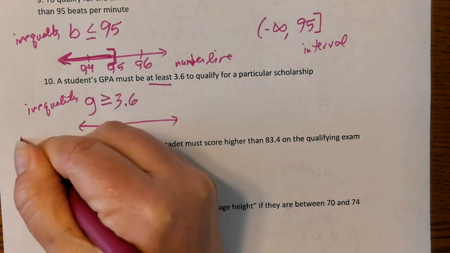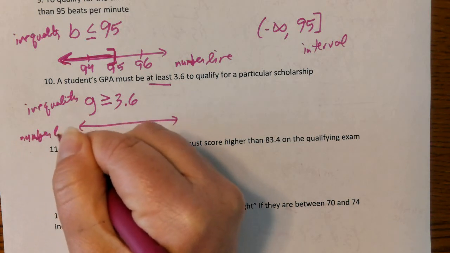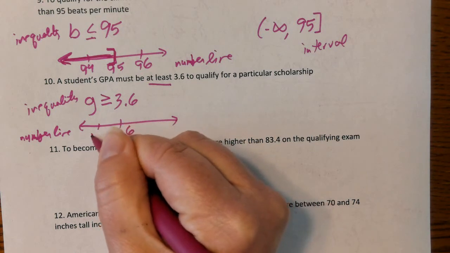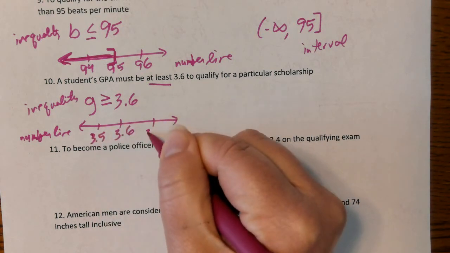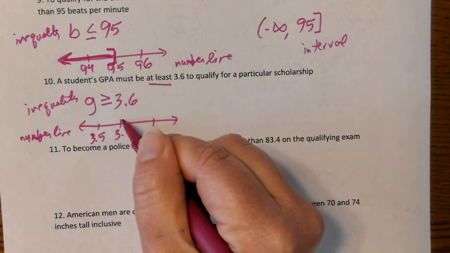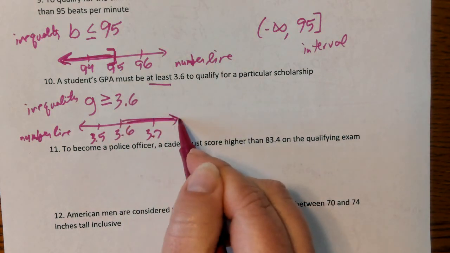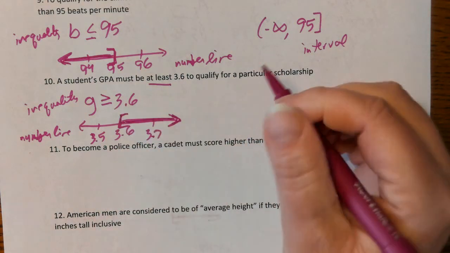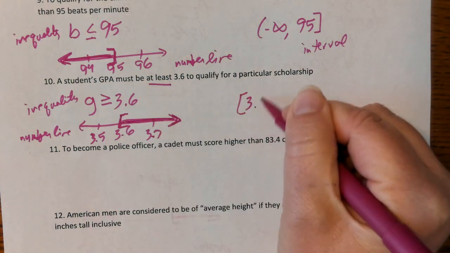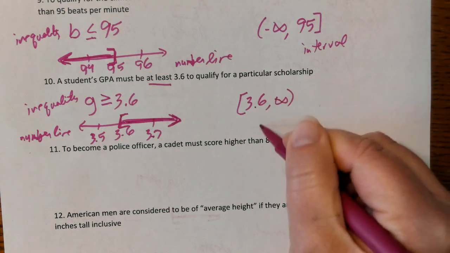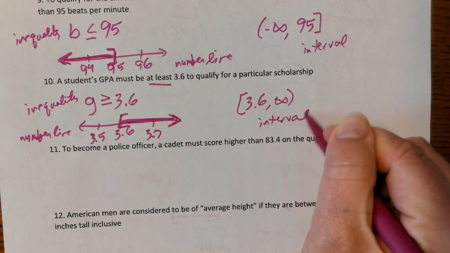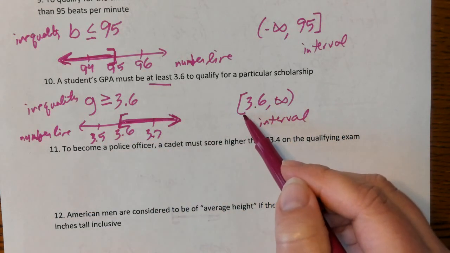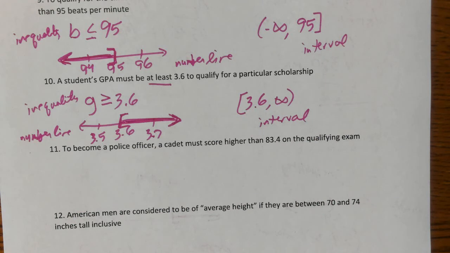For the number line, I'll put my 3.6 in the middle. I can put a number on each side of 3.6, 3.5 there, 3.7 there. I'm going to shade greater than 3.6, numbers that are bigger. And I will put a squared off bracket because it has the equal. My interval will be 3.6 to infinity. 3.6 has to be on the left. That's the low end with the squared off bracket for the equal to, and then it goes to positive infinity.